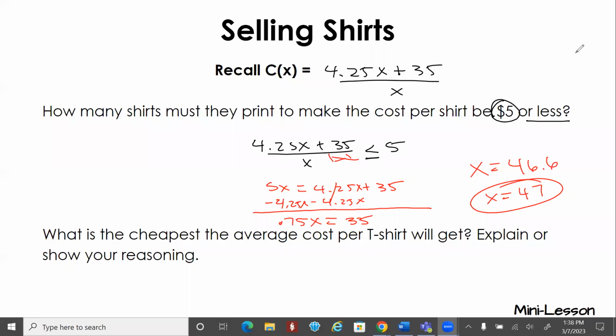So let me ask this question. What's going to be the cheapest cost per t-shirt that this will get? Why is it going to be 4.25? You can't have less than the cost per shirt. Can't have less than the cost per shirt. Yes. If I charged everybody $4.25, probably wouldn't make a whole lot of profit.